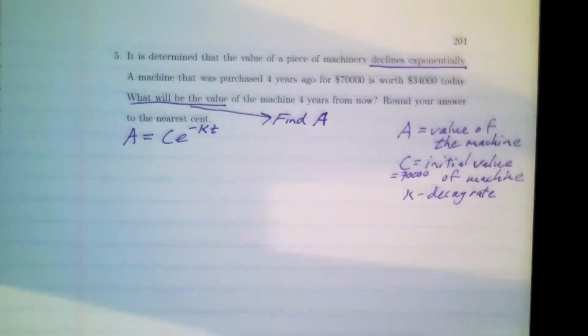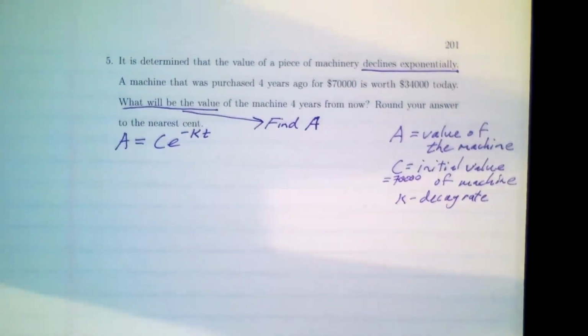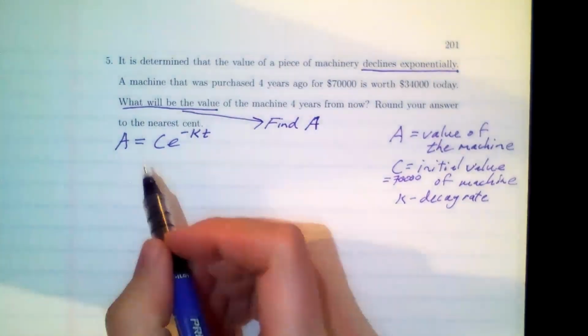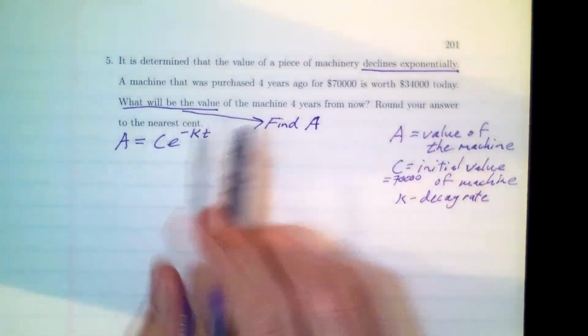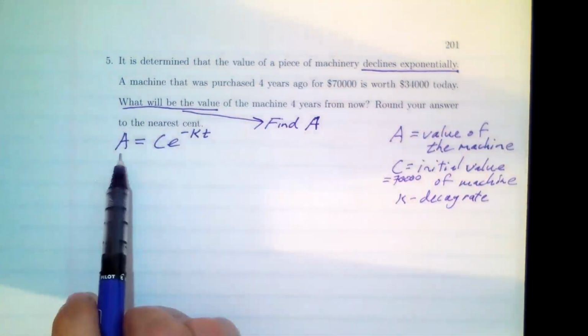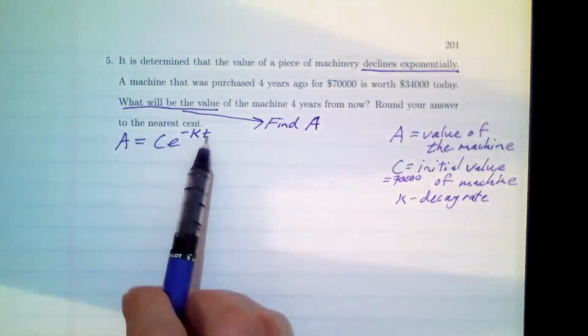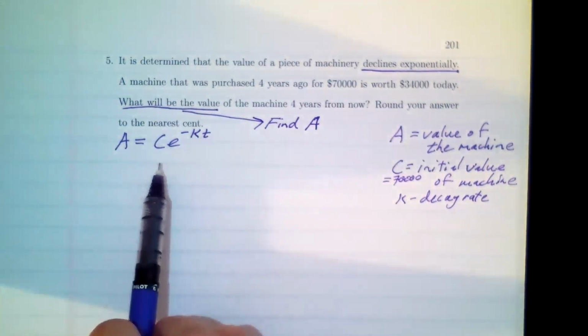All right. Let's put all our data in and find the value of K. So let's summarize. If I want to find a future value A, how much will it be worth 4 years from now? I'll need to know C, K, and T. That's why I need to know K, because they didn't tell me what it was.